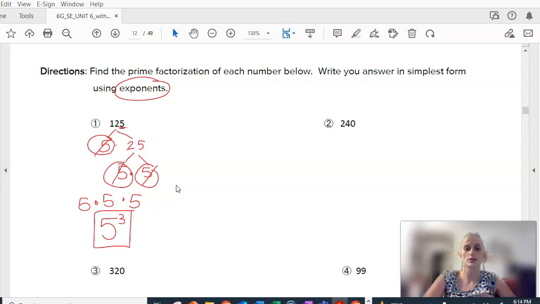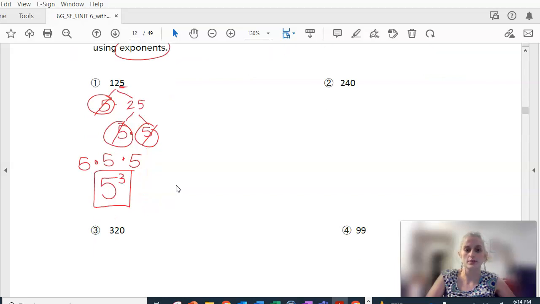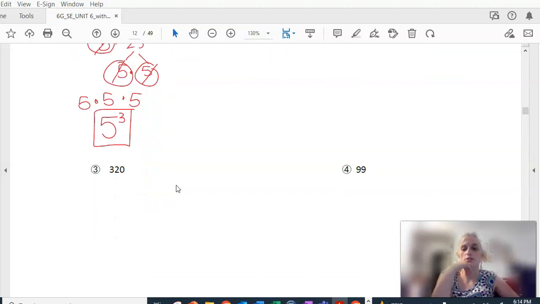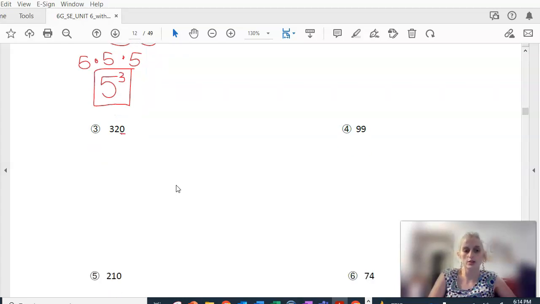So that's what we're doing for each of these. Same steps, we're just looking at different numbers here. So think about your divisibility rules. If it ends in 0, what could you start dividing it by? There's no wrong way to do this. Well, there are multiple correct ways to do this. Let's say that. You could say this is 32 times 10. Or you could also divide it in half and say 320 is 160 times 2.